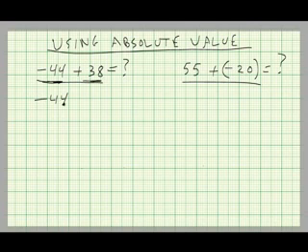First thing to do is find the absolute value of both numbers. The absolute value of negative 44 is 44. The absolute value of 38 is 38. 44 is larger than 38, so this tells us that whatever sign was on 44, that will be the sign on this sum.